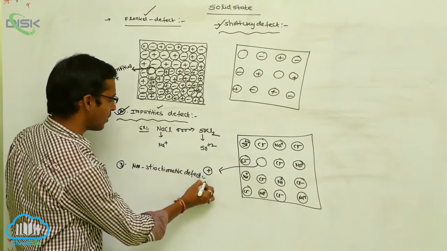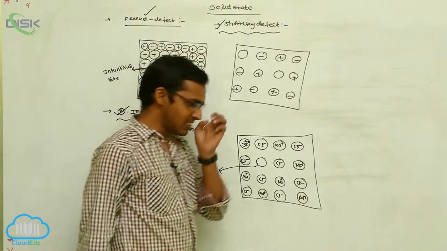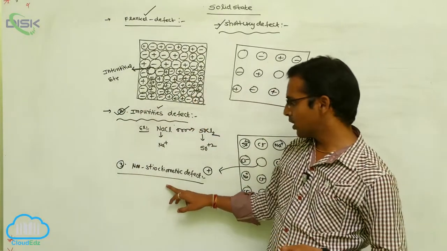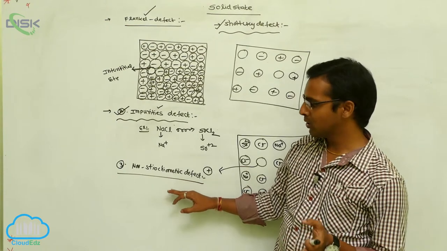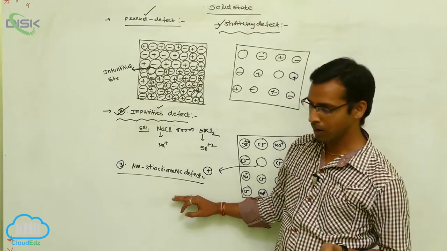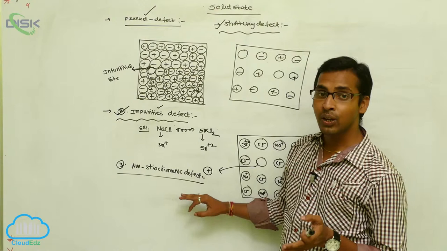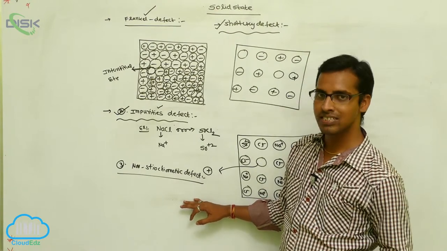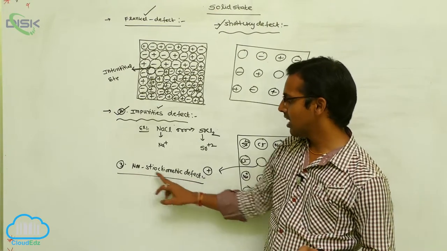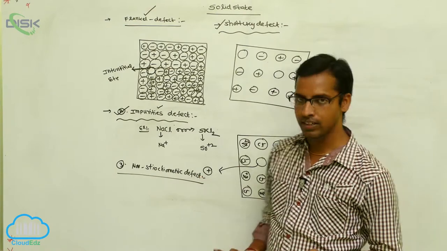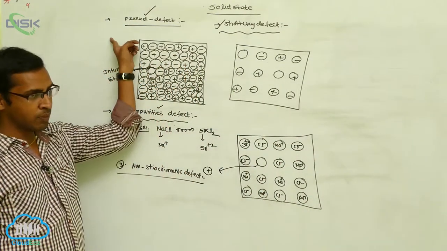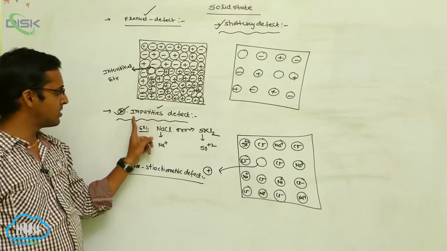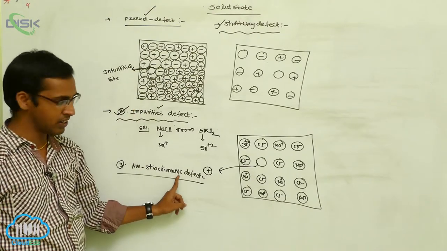In non-stoichiometric defect, the solid state of the substance undergoes disturbance. It means the arrangement of atoms or molecules or ions or constituent particles is in an irregular pattern. Disturbance is present. Such defects are called non-stoichiometric defects. So defects are classified into three types: one is stoichiometric defect, the next is impurity defect, and the next is non-stoichiometric defect.